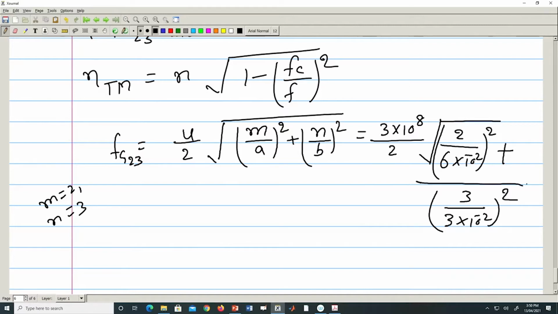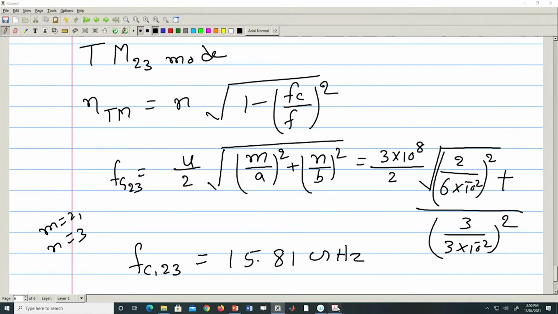This is also inside the bracket. So, after calculation we will get Fc for TM23, that is 15.81 gigahertz. So, Fc23 is 15.81 gigahertz. Now we know eta, Fc, and F is given, yes, F we can calculate.